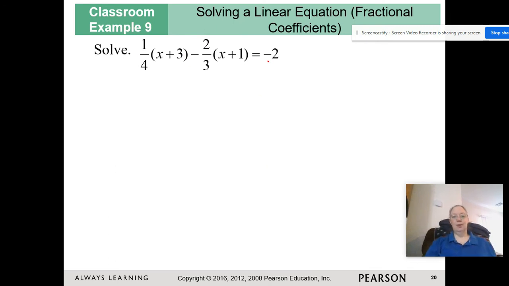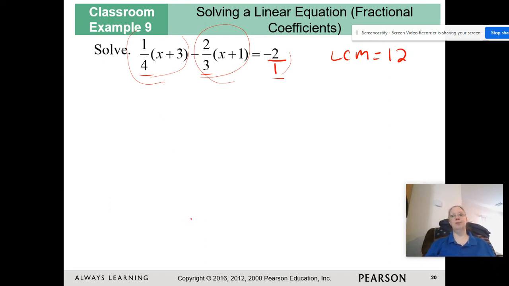Similar sort of thing, guys, only this time you got to be careful because we have this term right here, we've got this term right here, and I've got this term. Don't forget about the -2. Just because it's not currently a fraction doesn't mean we don't have to worry about it. So we've got 4, 3, and 1. Least common denominator, or least common multiple, I should say, least common multiple is again going to be 12.